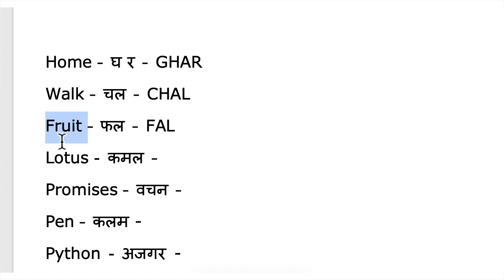So fruit means fal, and fal is written like this: F-A-L, this is fa and this is la. Now this is the universal word, like a for apple, then ka for kamal. The first word we learn in Hindi is kamal. Kamal is called lotus in English. Kamal means lotus. Promise is called vachan.